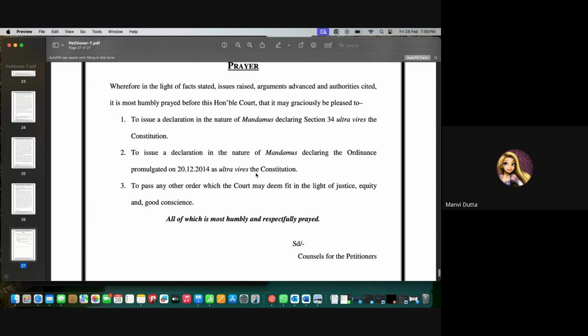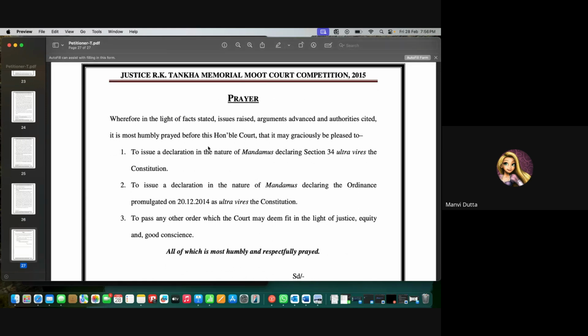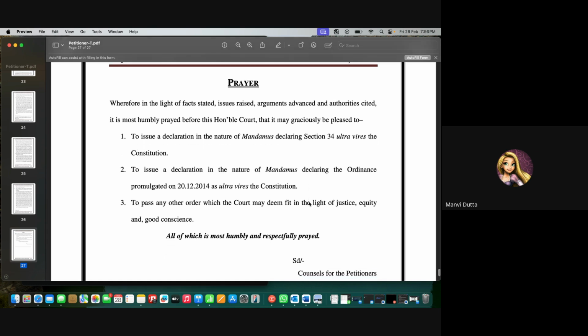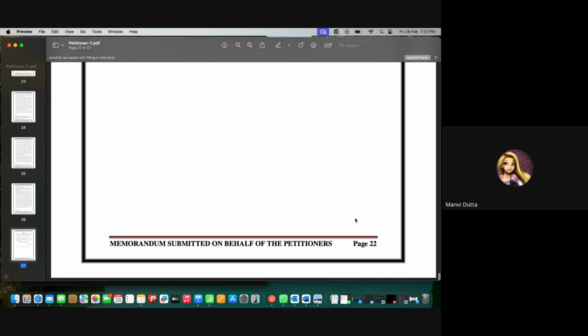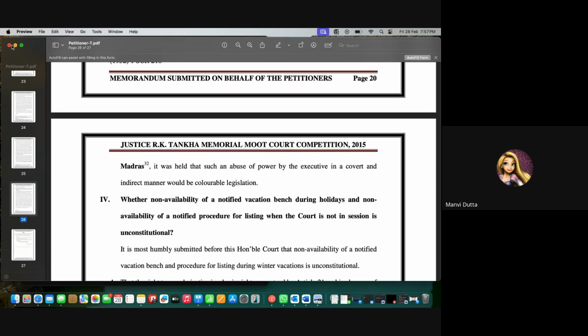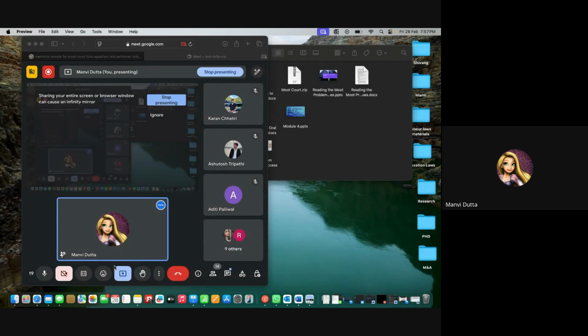Now this is the prayer. This is how the prayer looks. Wherefore, in the light of the facts stated, issues raised, arguments advanced, and authorities cited, it is most humbly prayed before this honorable court that it may graciously be pleased to, and these are the reliefs that are to be asked of the court, and all of which is most humbly and respectfully prayed. You should sign here. That is the counsel for petitioners. So this is how your memorial should look, right? Yes, ma'am.